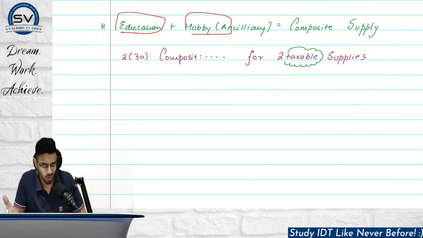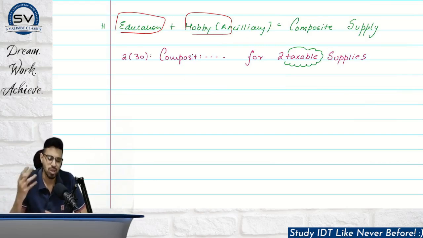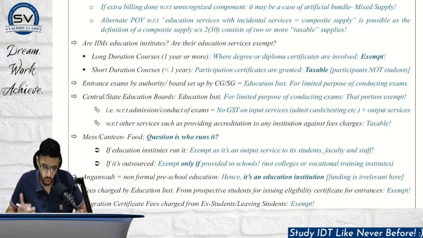But this is an alternate point of view, not really relevant for your exam. Reasonably, both points of view are possible. The ICAI material also gives both points of view. But technically and logically, and keeping in view the intention of the government, we will classify it as an education service, the predominant element, composite supply, and exempt from tax. But you should know what the material says. That's why I've included it in the analysis portion.